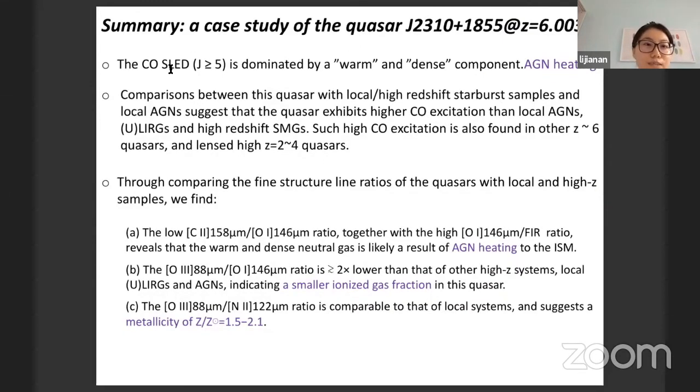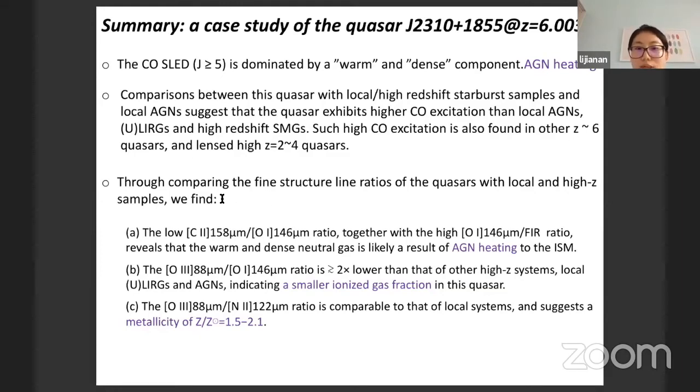Our SLED analysis suggests the gas is dominated by a warm and dense component, and this is very universal for the redshift 6 quasars with SLED detection. These are probably signs of AGN heating of the gas. Comparison of this quasar with other high redshift starbursts and local AGNs suggests higher CO excitation. But this high CO excitation is also found in other redshift 6 quasars and lensed quasars.